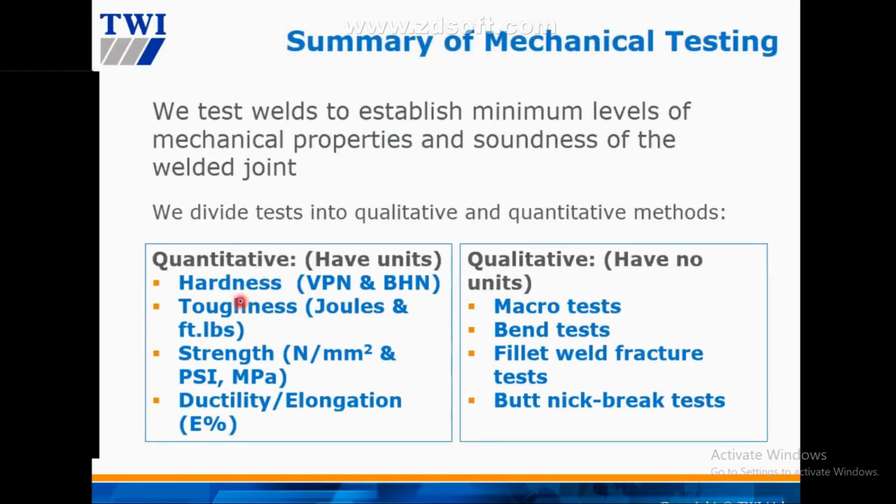All right, so these are the units for quantitative tests. We have Vickers, Brinell, toughness in joules as the unit for energy, tensile strength in Newton, millimeter, PSI, megapascal, but for ductility now they use percentage. Qualitative, remember, they're looking for defects, and that's why there is no unit. Examples: macro, bend, fillet weld fracture, and butt break test.